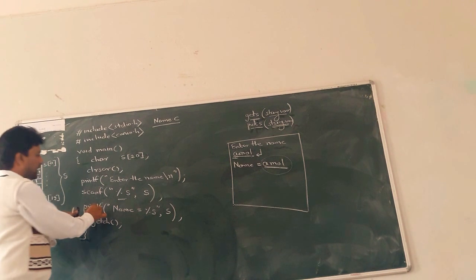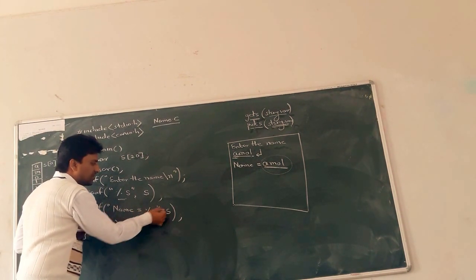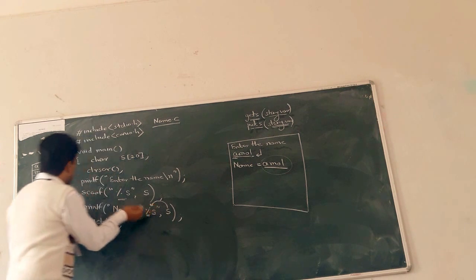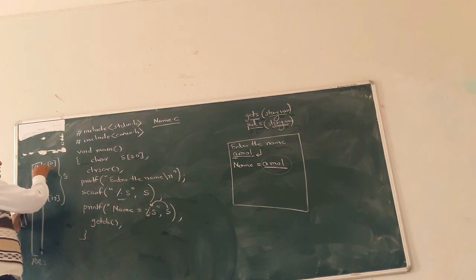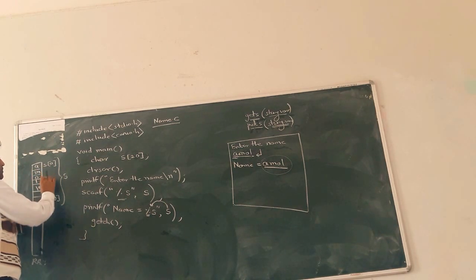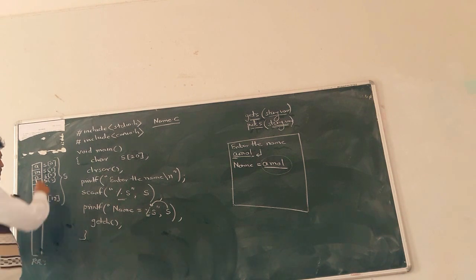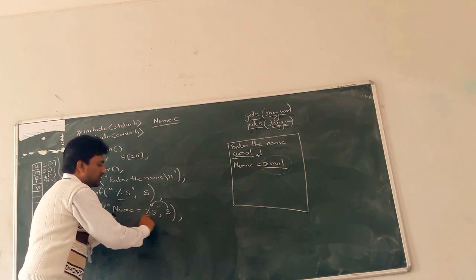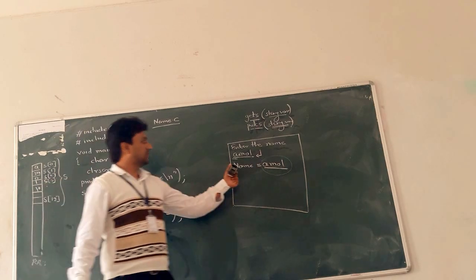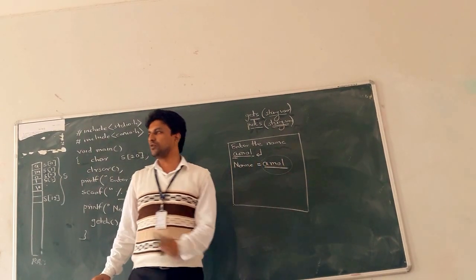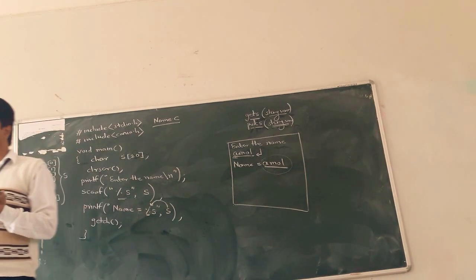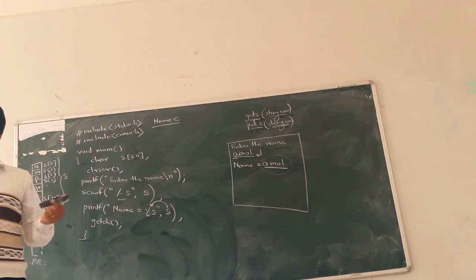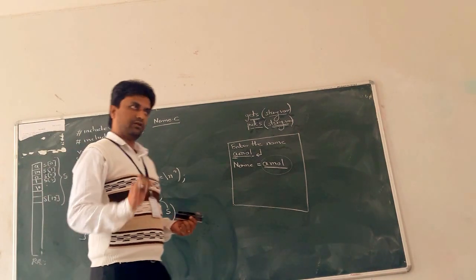So after that, printf, name is equal to %s. What is the value in s? It is retrieved from the memory. Here, s[0], s[1], s[2], s[3]. All these values are retrieved from these locations and displayed instead of %s. So what is the displayed value? Name is equal to Amol. Clear? So using the printf and scanf functions, we can scan the string, no doubt.